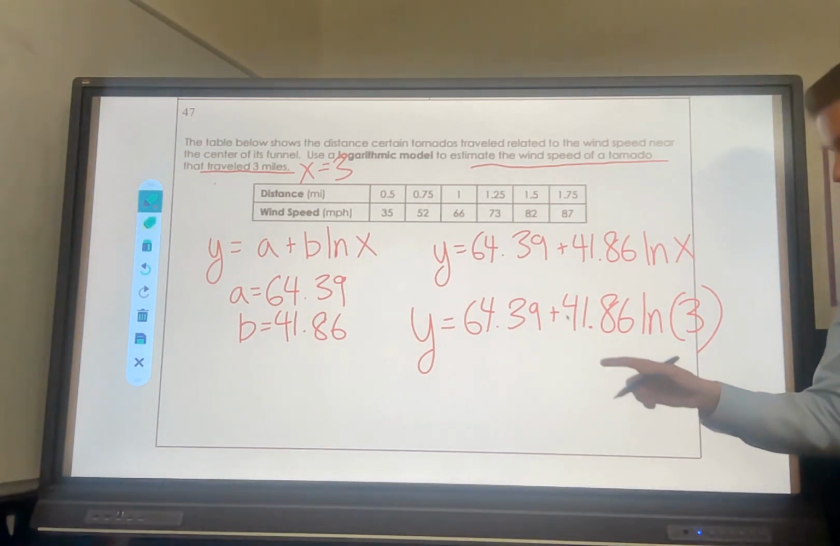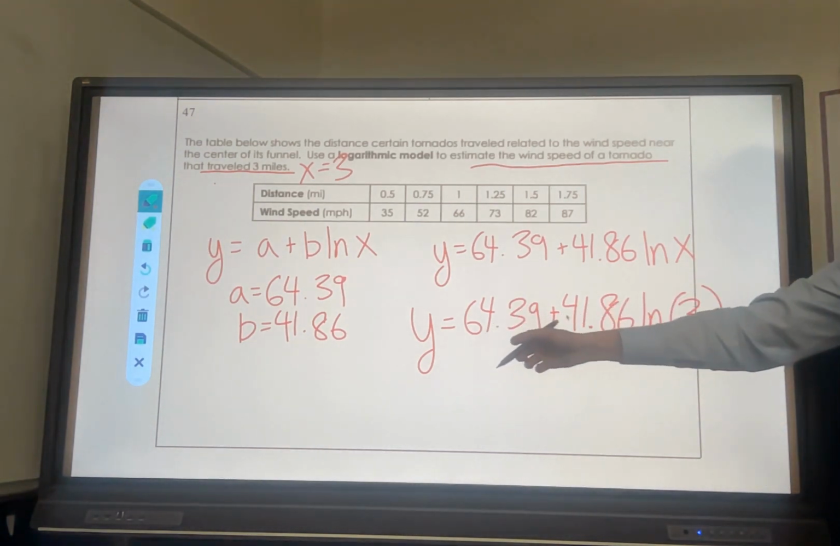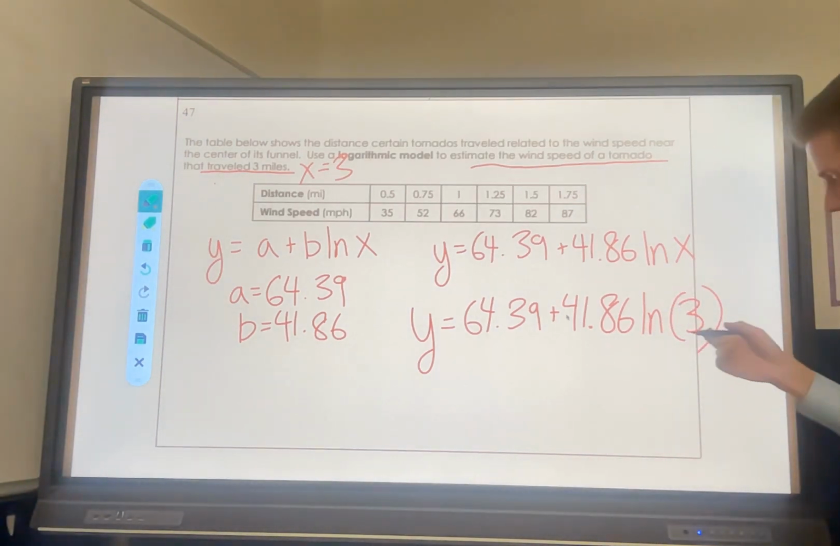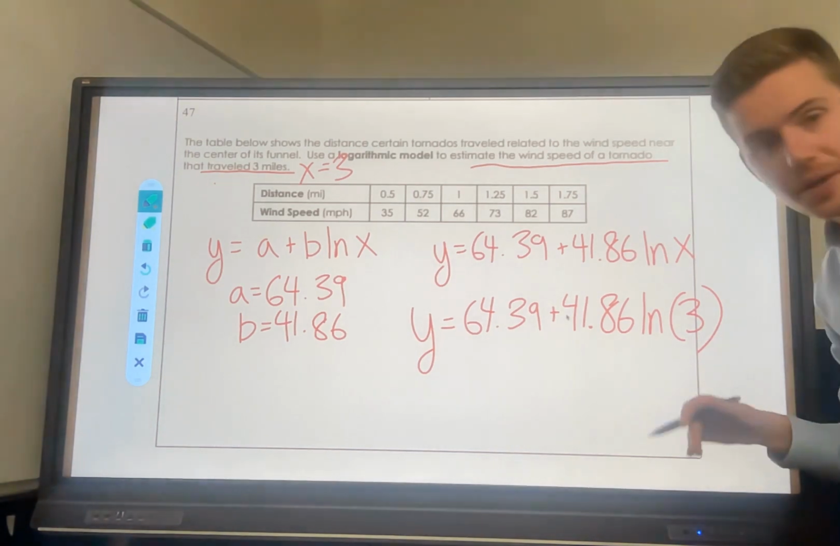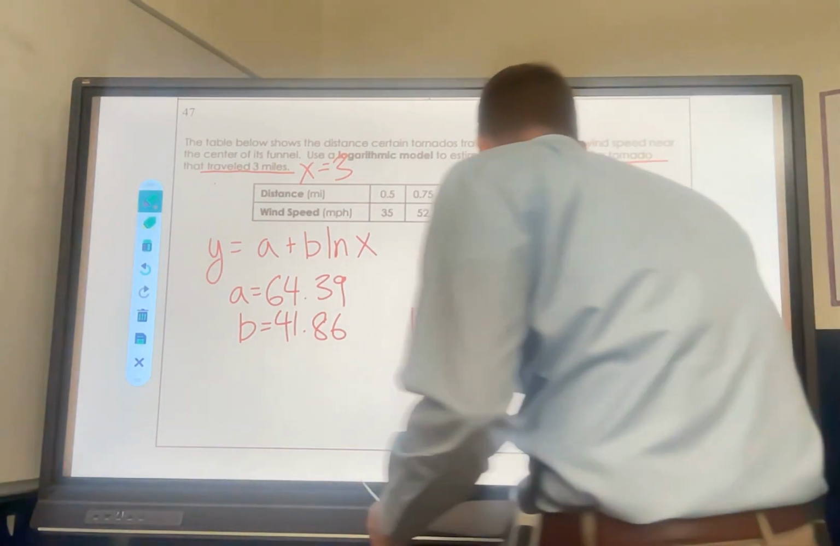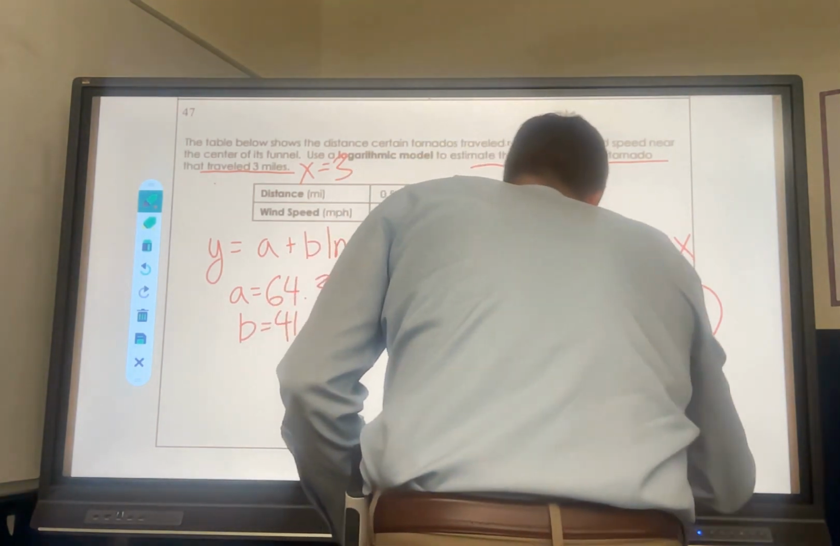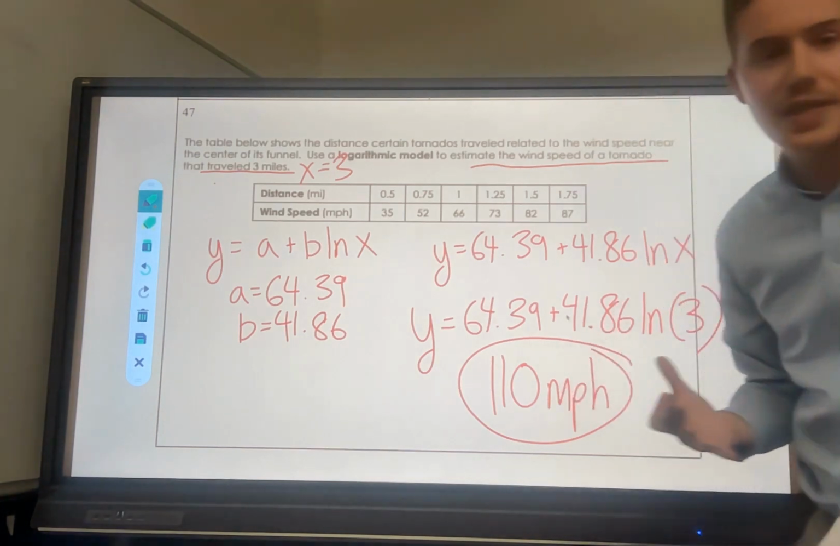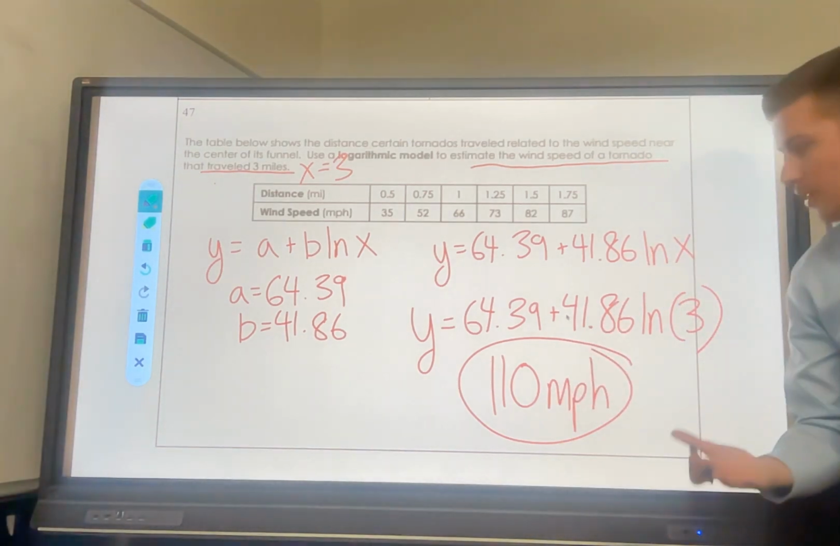All right, cool. That's what I want y'all to type into your calculator: 64.39 plus 41.86 times ln, the natural logarithm of 3. So type that into your calculator, pause the video, and then hopefully you get this for an answer. 110 miles per hour if you round.